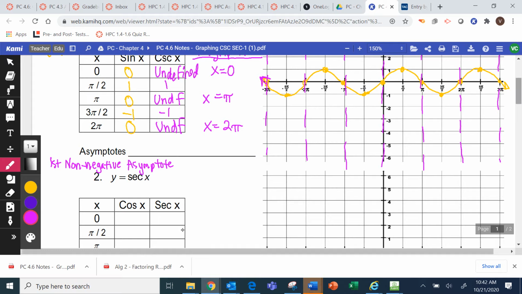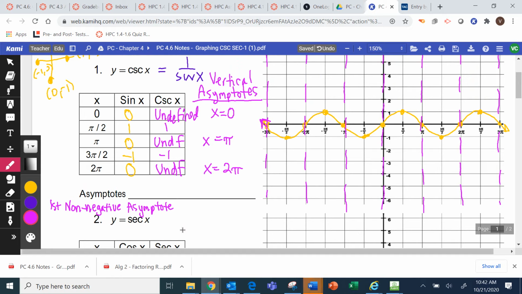In my picture. I'm going to look at my picture. I'm going to pick the first non-negative asymptote. What is that? Right? X equals 0. Okay, so I'm going to have the asymptote of x equals 0. And then we need to do something to that asymptote so that we can get every single asymptote forever that there ever was.